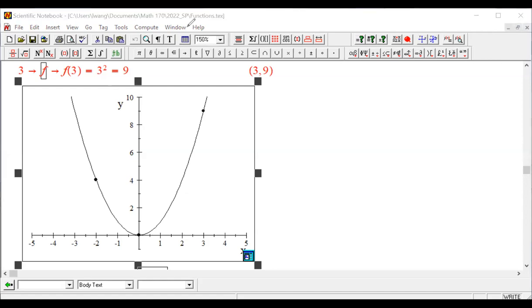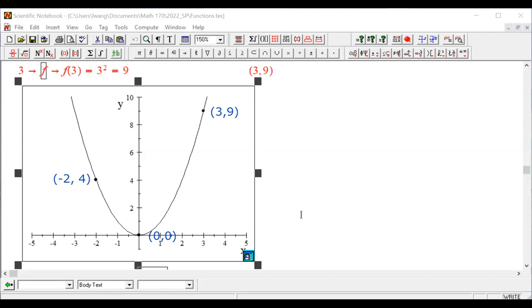Okay, mark these points over here. Input -2, output is 4. Input 0, output 0. Input 3, output 9. So once again, we want to see the meaning, the geometric meaning of it.